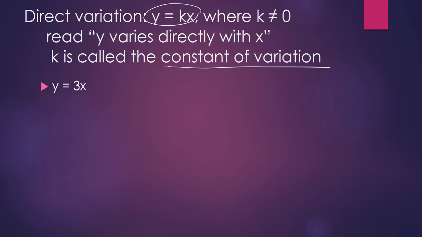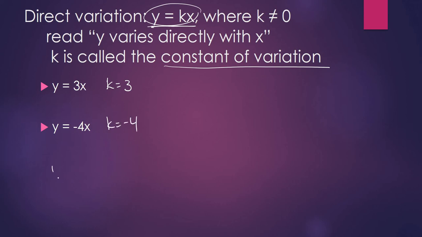So for example, we can have y equals 3x. Since it fits this model, and since in this equation k equals 3, or the constant of variation is 3, we can say that y varies directly with x with a constant of variation of 3. Okay, so is this a direct variation? Yes, it is, because again it fits our model. And in this case our constant is k equals -4.